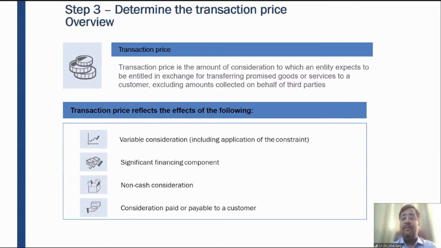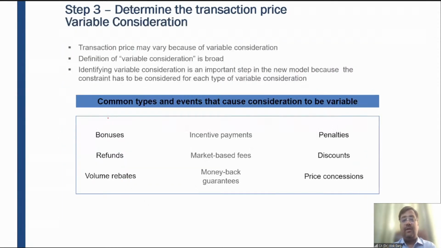Transaction price reflects the effect of the following. Variable consideration including application of the constraint. Application of the constraint means you have to factor all the circumstances. Significant financing component, non-cash consideration, consideration paid or payable to a customer. We are discussing variable consideration. We will discuss all these concepts one by one.